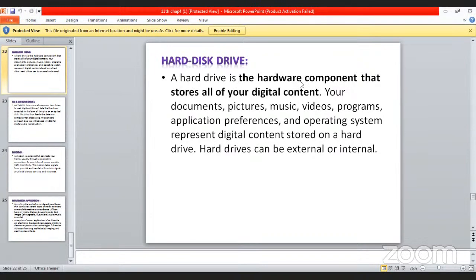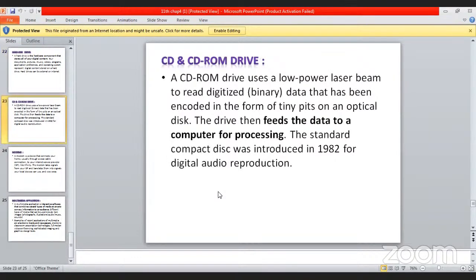Next topic we can see is CD and CD-ROM drive. CD means what? Compact disc. CDs are optical storage media. The CD-ROM drives use a low power laser beam to read the digital or binary data that has been encoded in the form of tiny bits on the optical disk. The drive then feeds the data to a computer for processing.